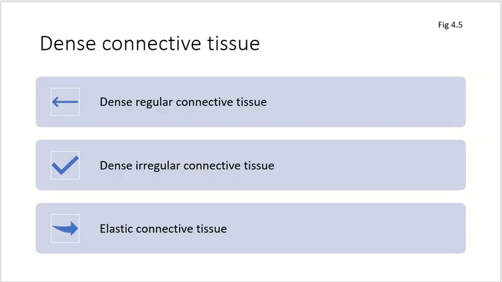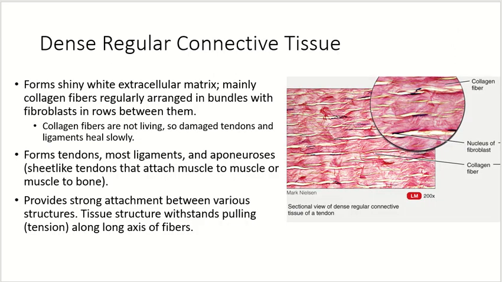Our next type of connective tissue is the dense connective tissue. We have a couple of different kinds: dense regular connective tissue, dense irregular connective tissue, and elastic connective tissue. Our dense regular connective tissue is going to be nicely organized. You can see how it's tightly packed and everything's in a nice, neat order. This is going to form the shiny white extracellular matrix.